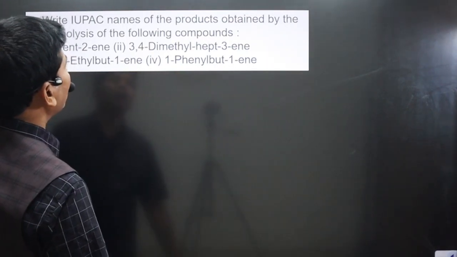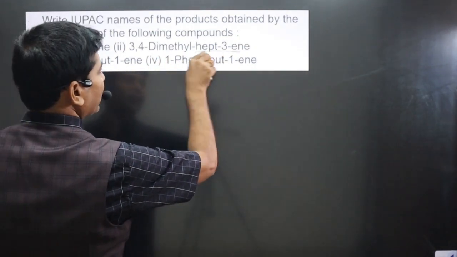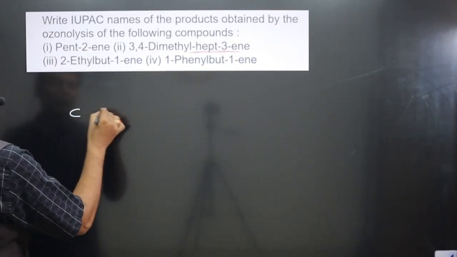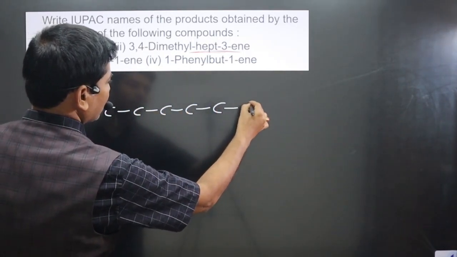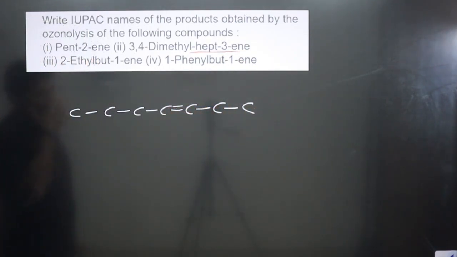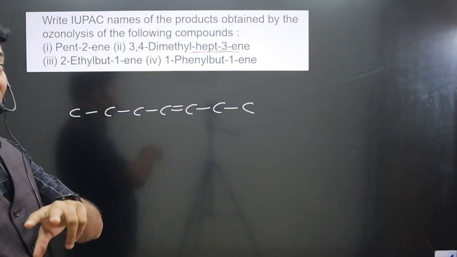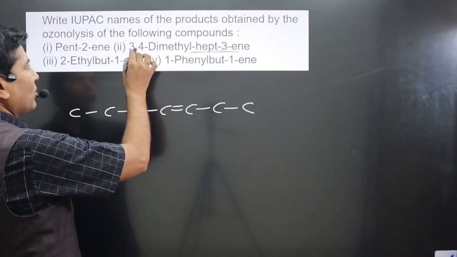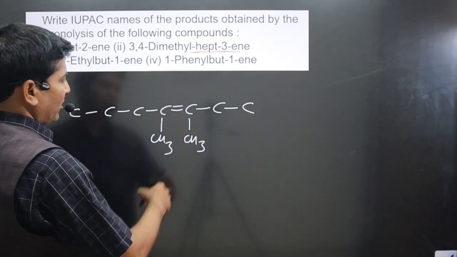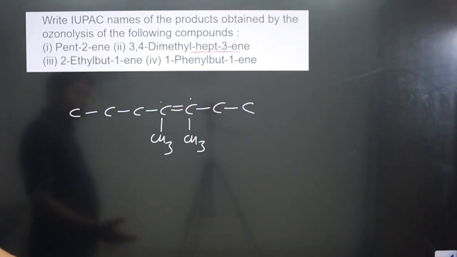So we have 3,4-dimethylhept-3-ene. First of all, go for the parent chain. Hept means 7 carbons are there, so we have 1, 2, 3, 4, 5, 6 and 7. 3-ene means we attach a double bond to the third carbon. Then it says 3,4-dimethyl, more than 1 methyl group. Attached to the third carbon we have a methyl, and on the fourth carbon we have a methyl group, 3 and 4 dimethyl. This is the compound we have, no problem at all.